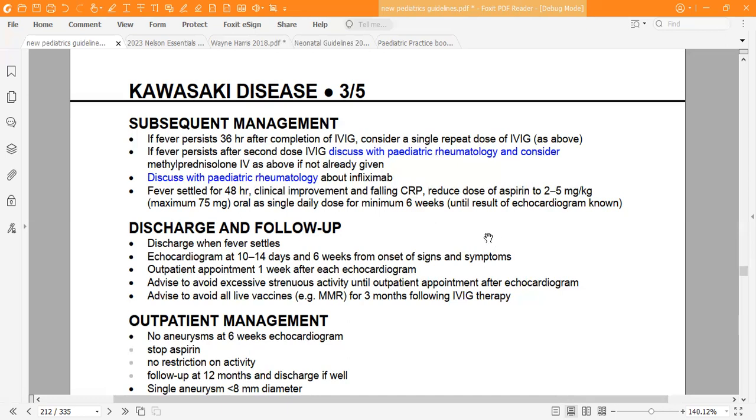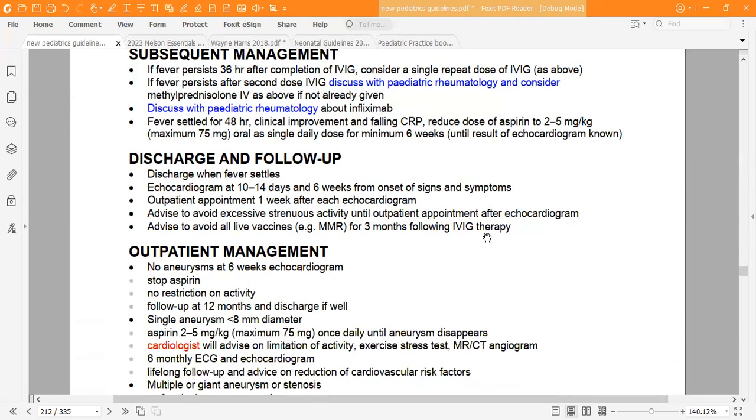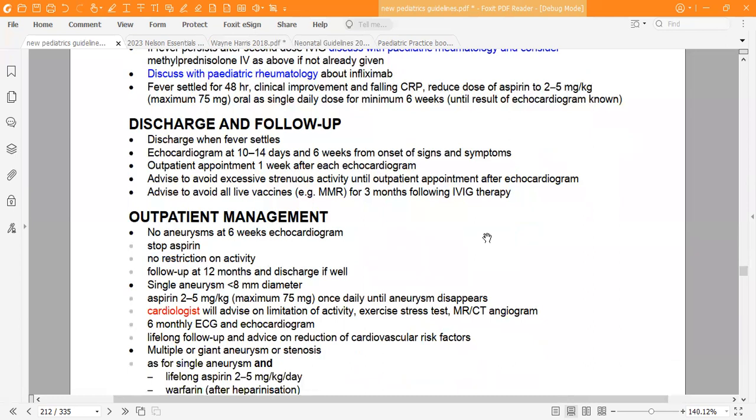Okay, so let's move to discharge and follow-up now. We discharge the patient when fever settles, with echocardiogram at 10 to 14 days and 6 weeks from onset of signs and symptoms. So he will have 2 echos to be done. The first one is going to be 10 to 14 days after the signs and symptoms onset, and then at 6 weeks after that.